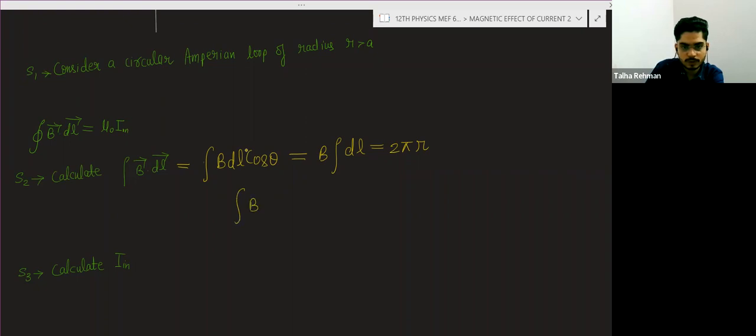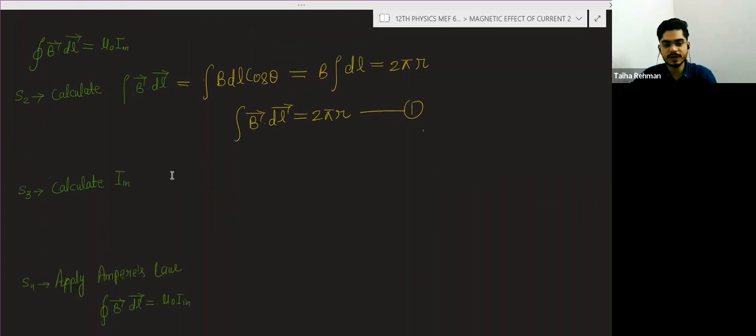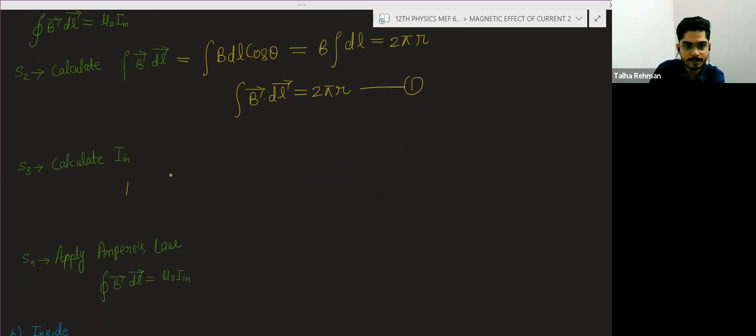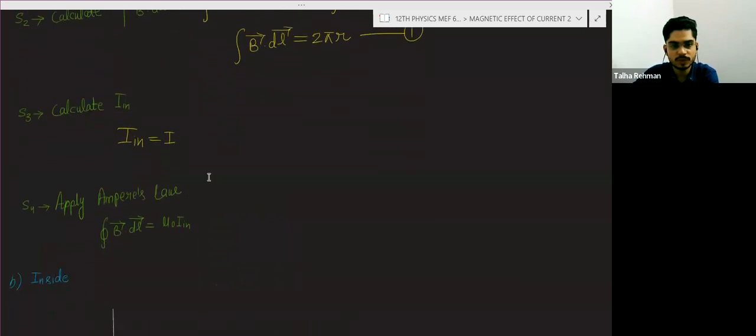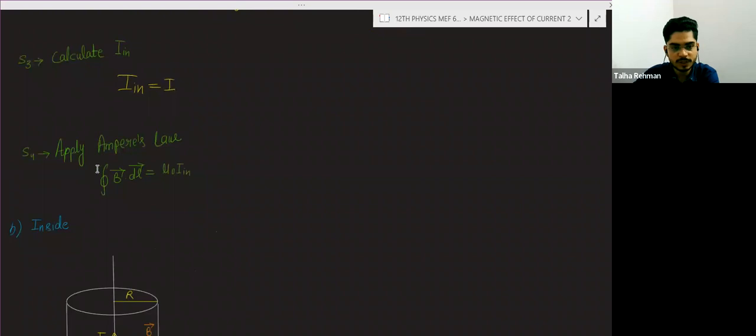Your integral of B dot dl vector is equal to B into 2 pi r, and this is your equation number 1. Now you have to find the current inside. You can see here the current inside will be I only. So now you will put all these values in this formula.